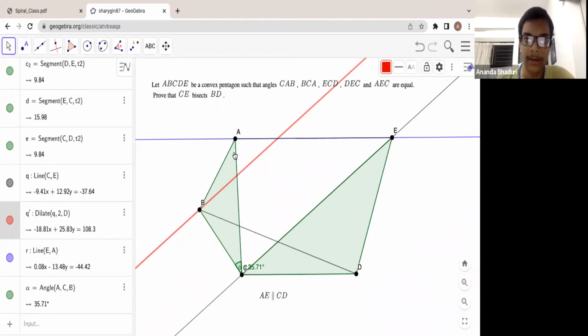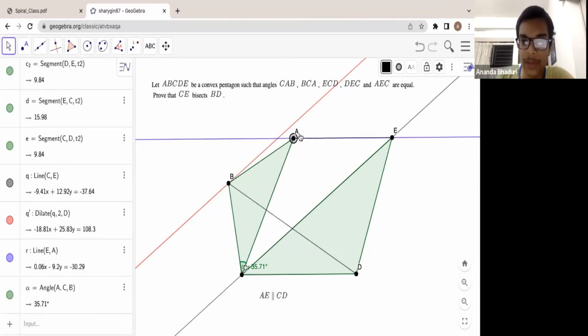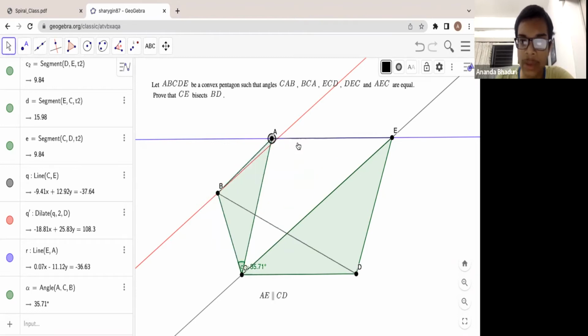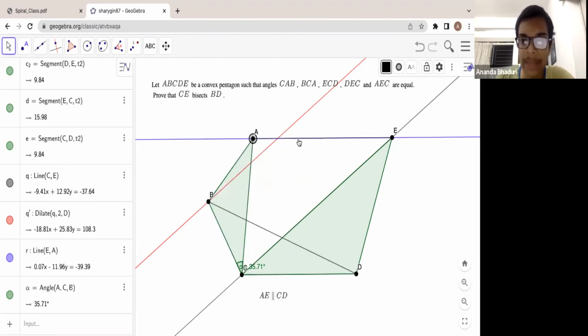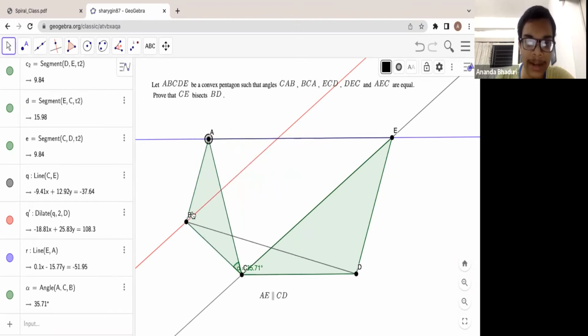Okay, I'll repeat again, from the beginning. This is how we think of the problem. We fix triangle CDE, which is isosceles, and the angle condition gives us that AE is parallel to CD. So we move A on the line through E parallel to CD, and then we can construct B such that CAB equals BCA equals this fixed angle. So we can construct B as a function of A.